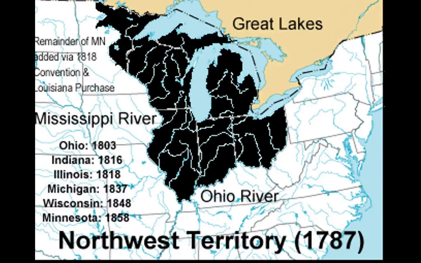The states that entered the Union based off of the Northwest Ordinance and its stipulations can be seen on this map right here. You have Ohio entering in 1803, Indiana in 1816, Illinois in 1818, Michigan in 1837, Wisconsin in 1848, and Minnesota in 1858. Obviously that's getting a good deal away from the actual creation and ratification of the Constitution, but that's how long it took for these areas in the Northwest Territory to gain the population they needed in order to become states. So you can see these states right here.